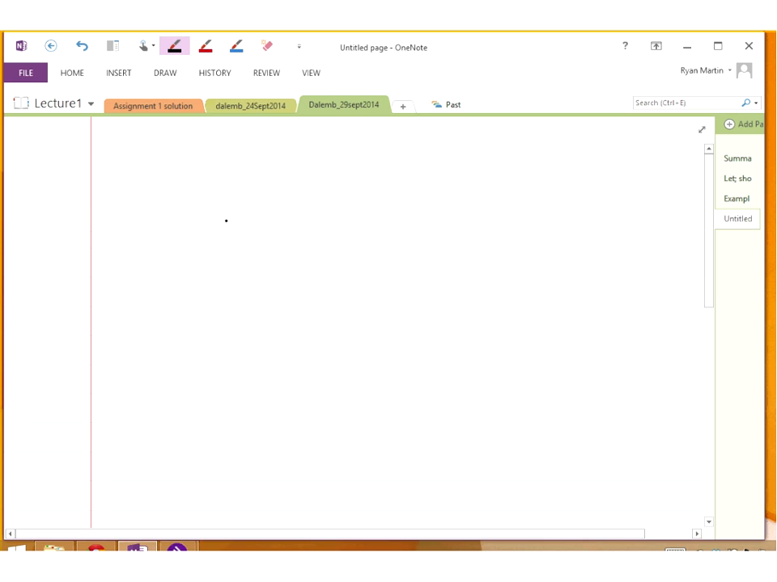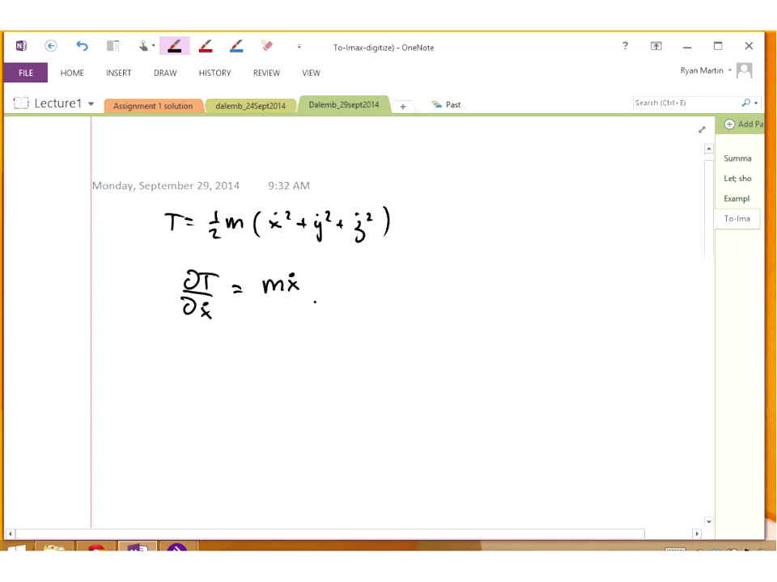So remember that T is a half m times ẋ squared plus ẏ squared plus ż squared. So ∂T/∂ẋ is equal to mẋ. Right? The ẏs and żs don't depend on ẋ, so the derivative of a half mẋ squared is mẋ. The partial derivative ∂T/∂x: T does not explicitly depend on x, so that's equal to 0.